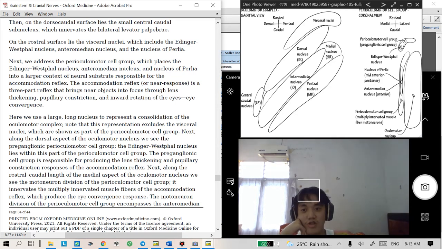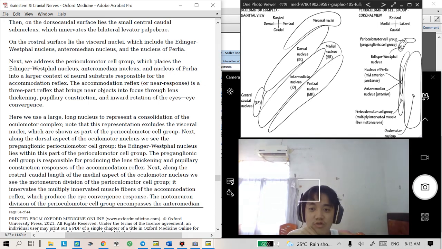Here we use a large, long nucleus to represent the consolidation of the oculomotor complex. Note that this representation excludes the visceral nuclei, which are shown as part of the perioculomotor cell group. Next, along the dorsal aspect of the oculomotor nucleus, we see the preganglionic perioculomotor cell group. The Edinger-Westphal nucleus lies within this part of the perioculomotor cell group. The preganglionic cell group is responsible for producing the lens thickening and pupillary constriction responses of the accommodation reflex.